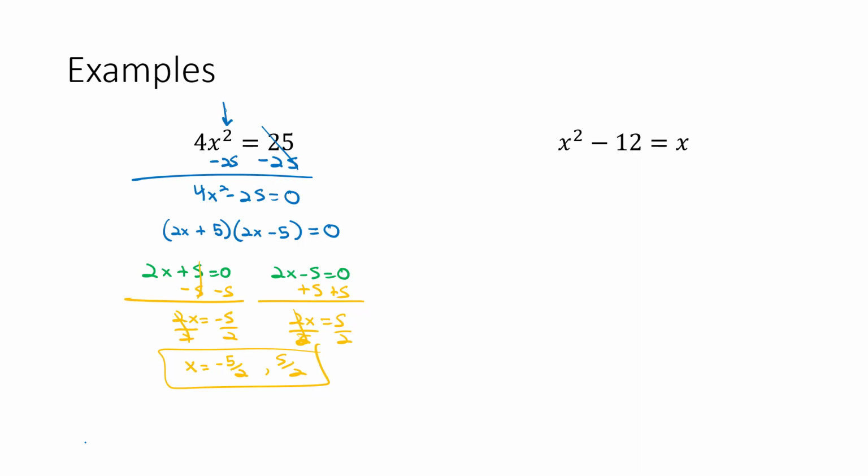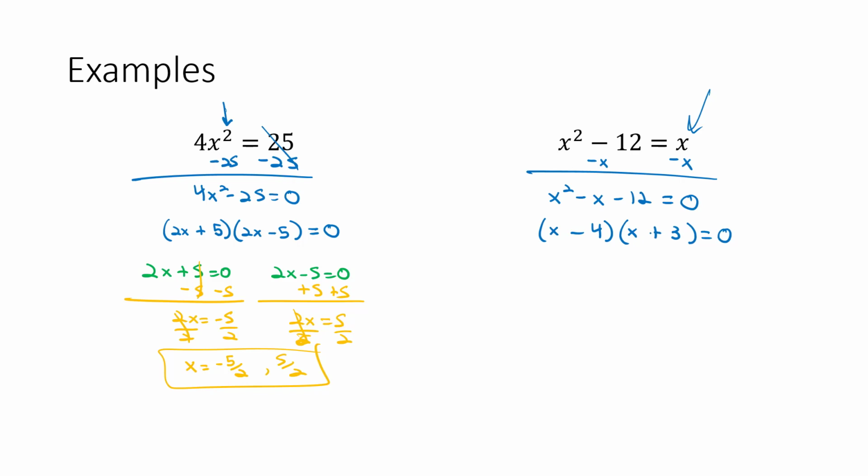One last example. Again, you'll notice it does not equal 0, so we need to subtract the x from both sides to make it equal to 0. No like terms, so we have x squared minus x minus 12 equals 0. And then we can try and factor. x squared is x times x. 12 is 4 times 3, and if the 4 is negative and the 3 is positive, it'll give us that negative 1x in the middle like we want.